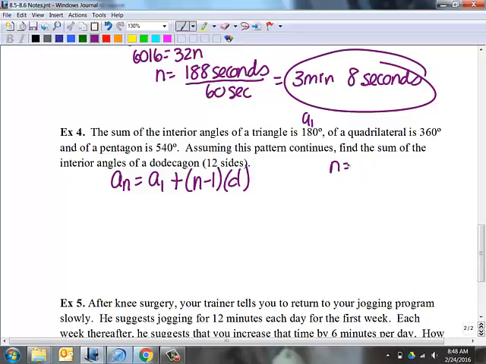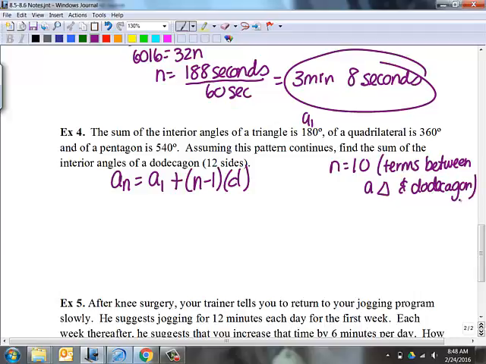Count. 3, 4, 5, 6, 7, 8, 9, 10, 11, 12. 10. Because remember, it's always one more than when subtracting them. So n is going to be 10 because there's 10 terms between a triangle and a dodecagon. There's 10 terms between 3 and 12. Questions there? That was the tough part about this one.